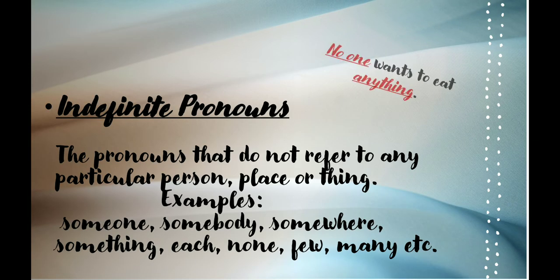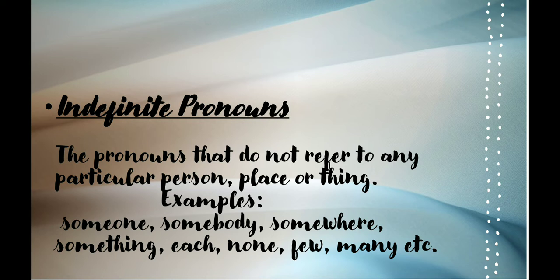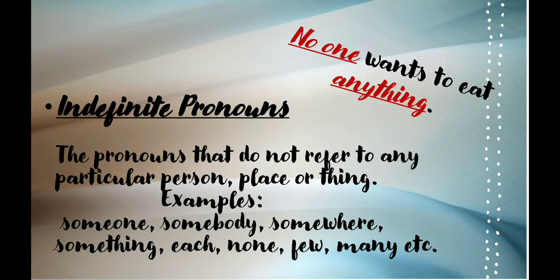Number 2 is indefinite pronouns. The pronouns that do not refer to any particular person, place, or thing are indefinite pronouns. For example, someone, somebody, somewhere, something, each, none, few, many, etc. Example sentence: no one wants to eat anything.